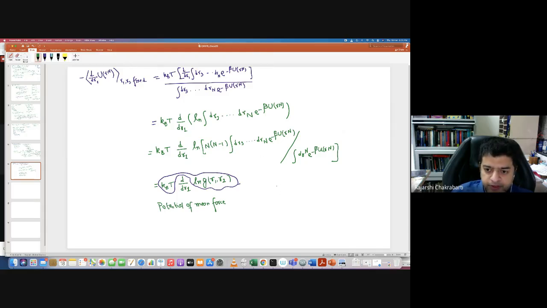And I can always say there is something like w of r, which is minus kBT ln g(r), where r is r1 minus r2. This is exactly what I mean.